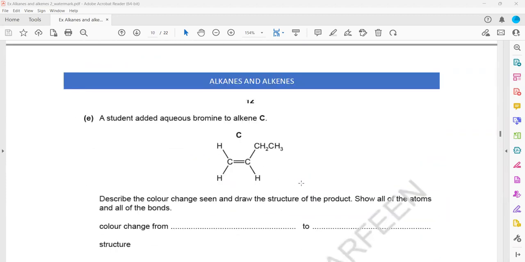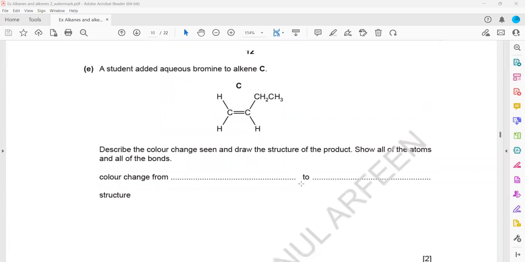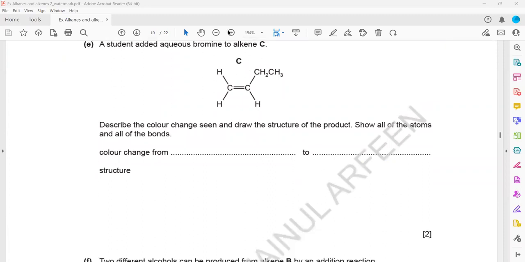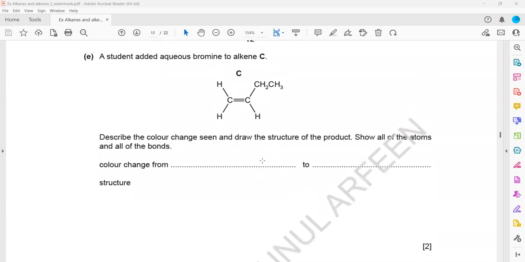So a student added aqueous bromine to a solution of E. Aqueous bromine is a test for the presence of a double bond, because if there is a double bond, it will react. It is an unsaturated hydrocarbon. So what is the color change? Orange to colorless.